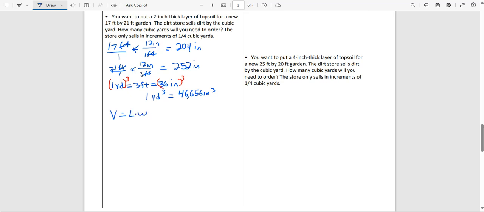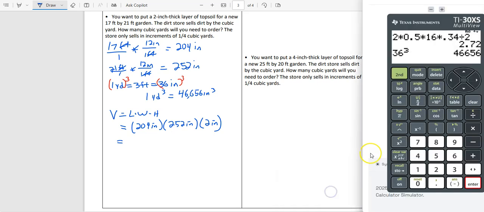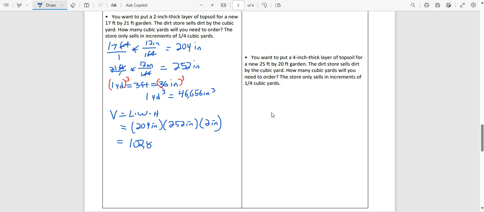Volume equals length times width times height. This formula is going to be given at the top of these notes. So that would be the length, 204 inches, the width, 252 inches, and the height is 2 inches. And we multiply that together. 204 times 252 times 2. That's 102,816 cubic inches. That's a lot of cubic inches.